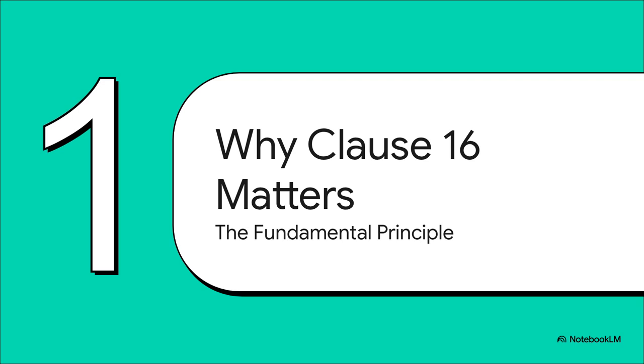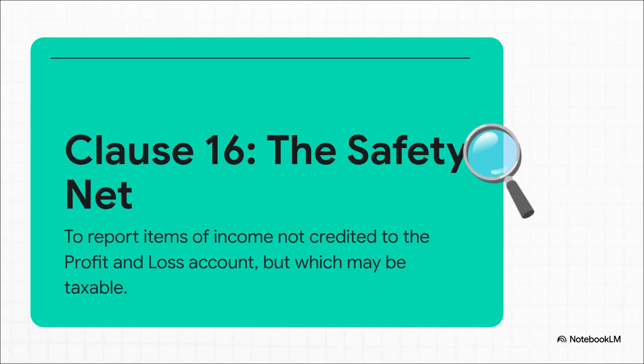Okay, so first up, why does Clause 16 even matter so much? Well, because it really gets to the core, to a fundamental principle of the entire tax audit process. The best way to think about Clause 16 is as a safety net. Seriously, its entire purpose is to catch and report certain kinds of income that, for whatever reason, didn't make it into the P&L account. These are the things that could easily slip by but are definitely on the taxman's radar.